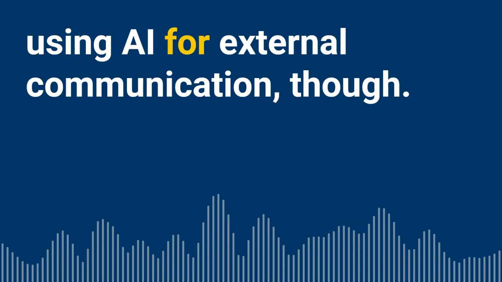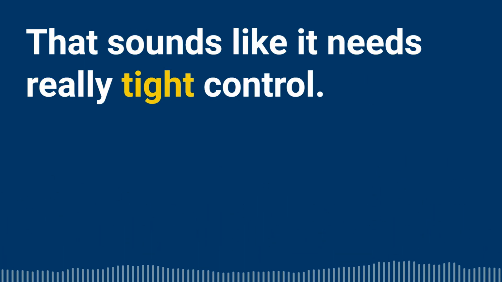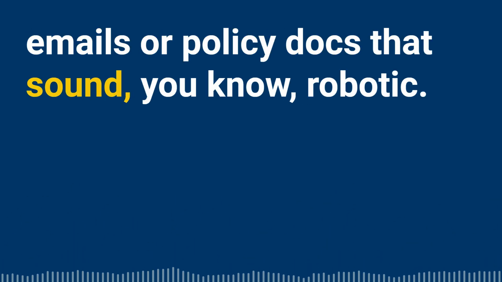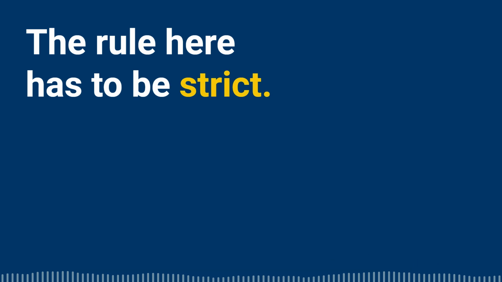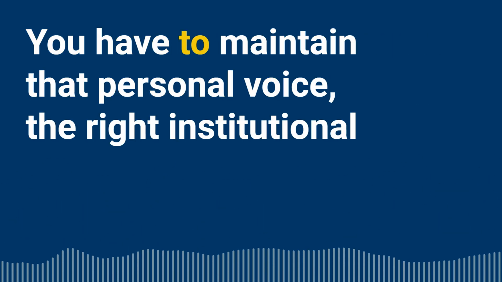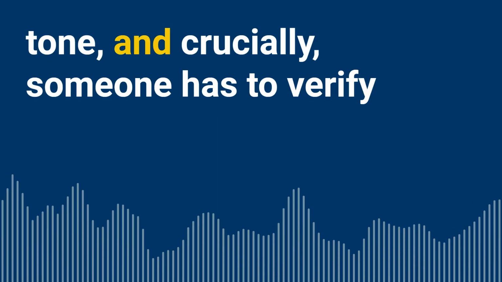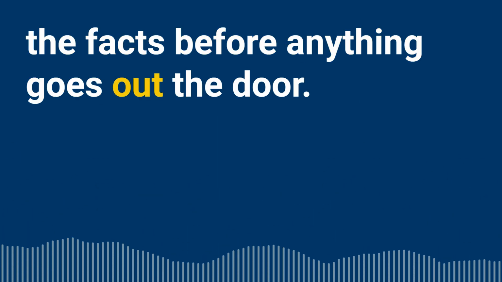Using AI for external communication, though, that sounds like it needs really tight control. You don't want the university sending out emails or policy docs that sound robotic. Exactly right. The rule here has to be strict. AI-generated comms need human review and editing. You have to maintain that personal voice, the right institutional tone, and, crucially, someone has to verify the facts before anything goes out the door.